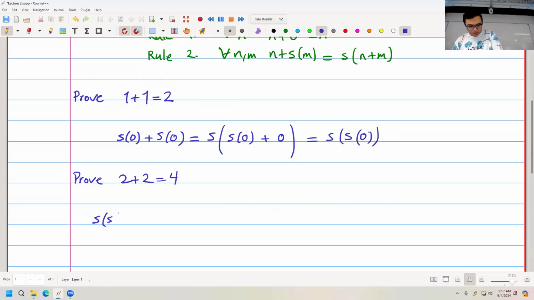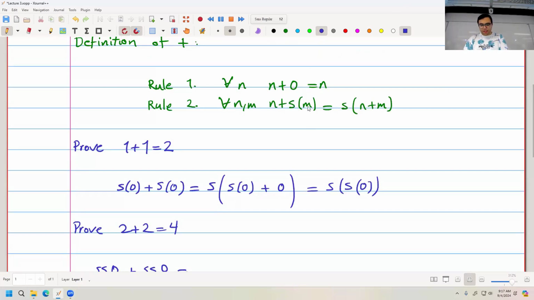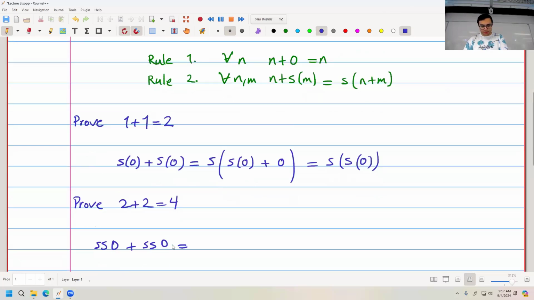So this is what I have. I have successor of 0. Again, I'm going to write it without the parentheses because it's just too hard. Successor of 0 plus successor of 0. Okay. What is this equal to? So first I say that my second number is the successor of something. So my whole sum is the successor of the sum of the first number and whatever I had here.